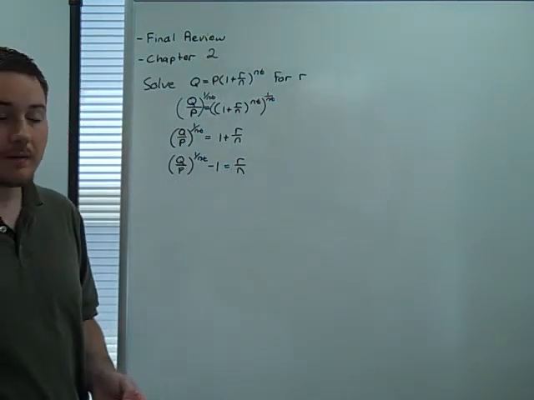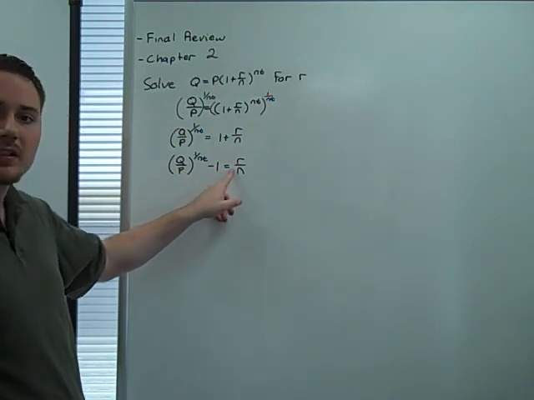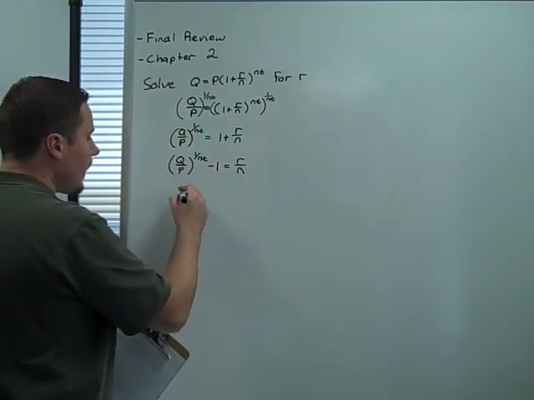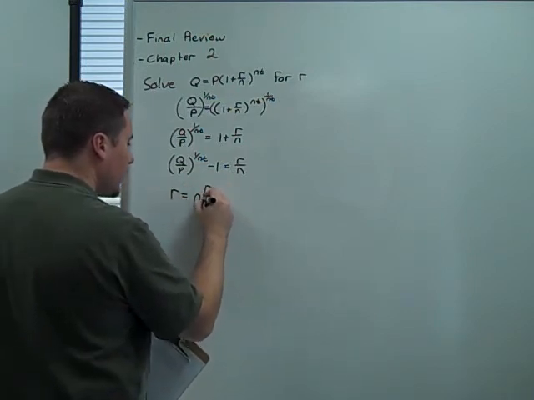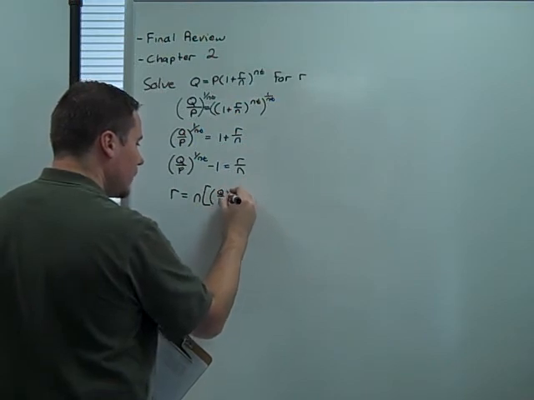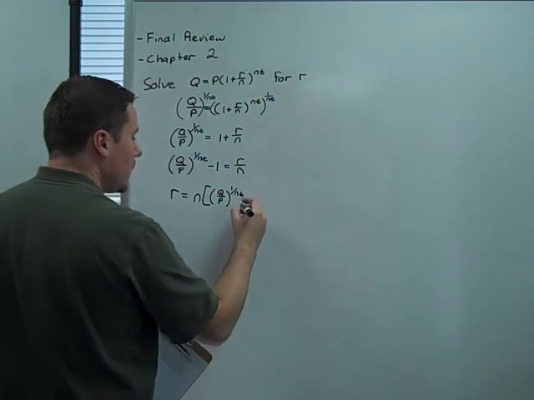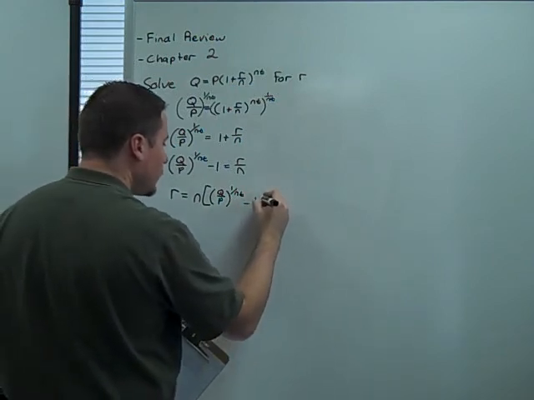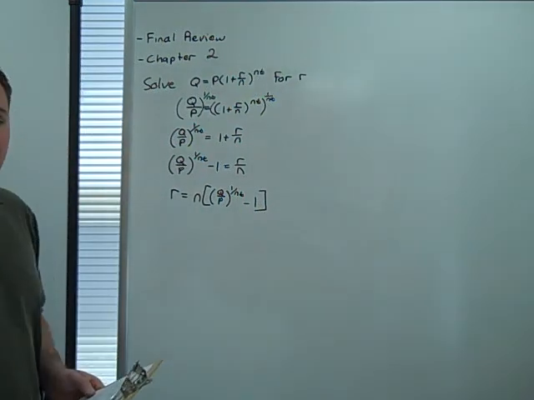Now all we have to do to solve for R is to perform the inverse operation of division, which is multiplication. So our answer is R equals N times the quantity Q over P to the 1 over NT, or the NTth root of Q over P, minus 1. And that is how you solve for R.